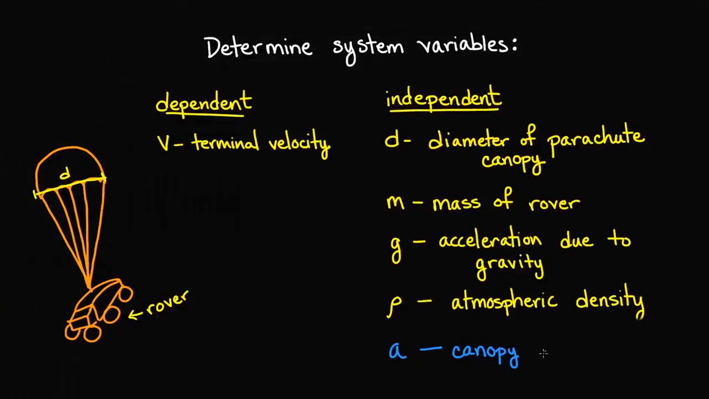Why didn't we include the surface area of the parachute canopy in our list of independent variables? Pause the video and take a moment to discuss with a classmate.